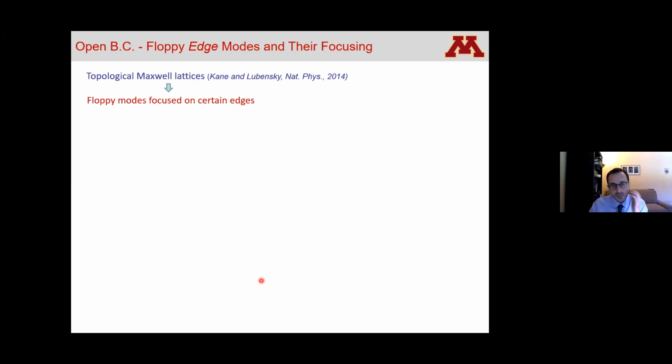But when it comes to Maxwell lattices, something peculiar happens. It has been shown by Kane and Lubensky in their seminal 2014 paper that these lattices may have the ability to focus the floppiness, to focus the floppy modes, on specific edges.